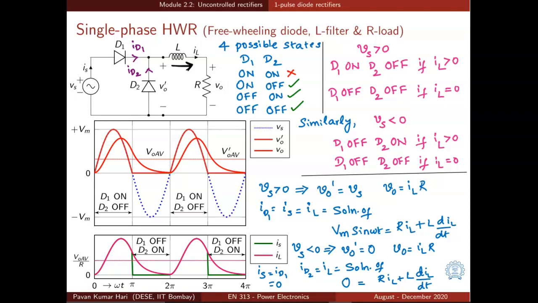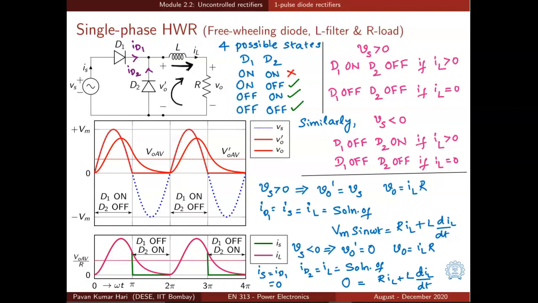Similarly, when the input voltage is less than 0, D1 will be off, D2 is on if IL is positive. If some current is flowing, that has to flow through this diode D2 in the negative half cycle. Otherwise, if the current flowing through the inductor is 0, no device will conduct, no switch will conduct.